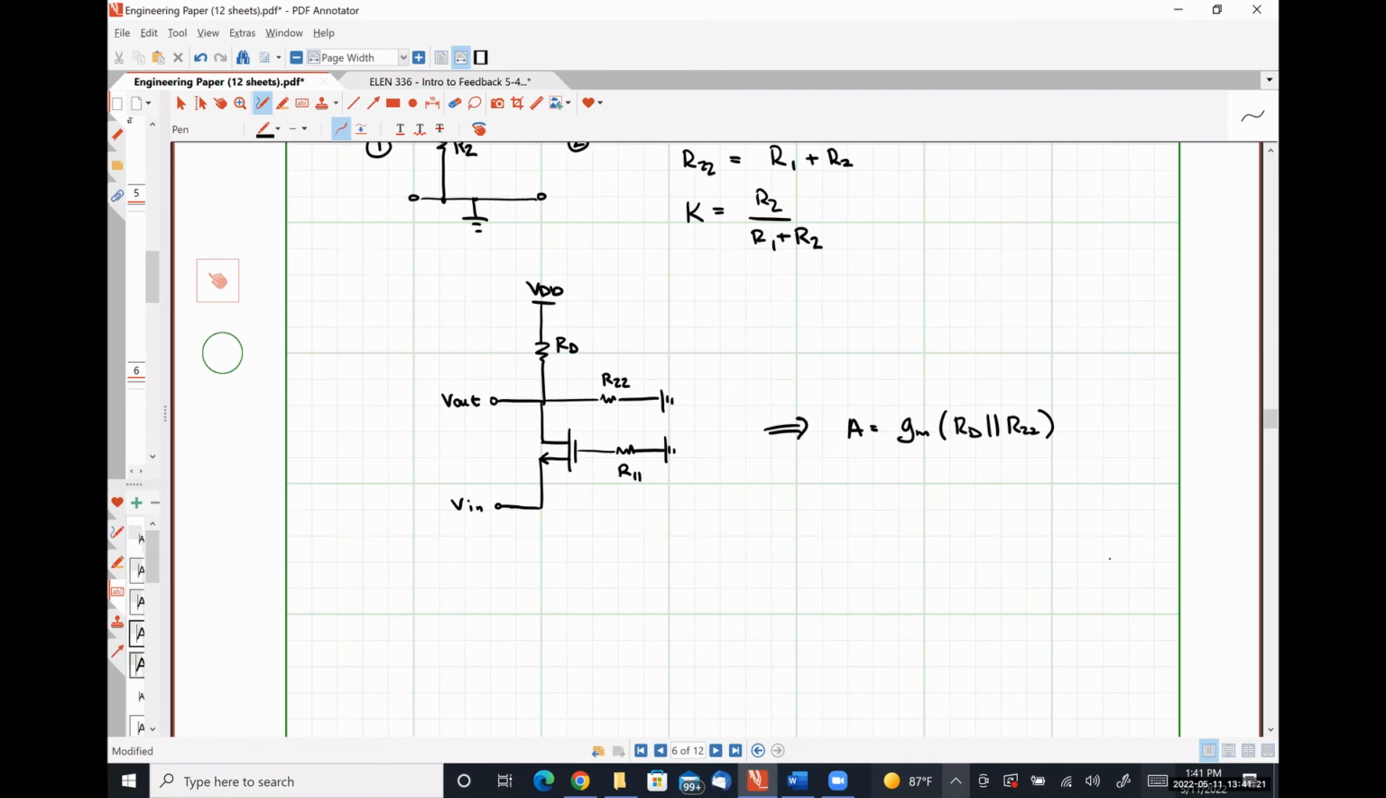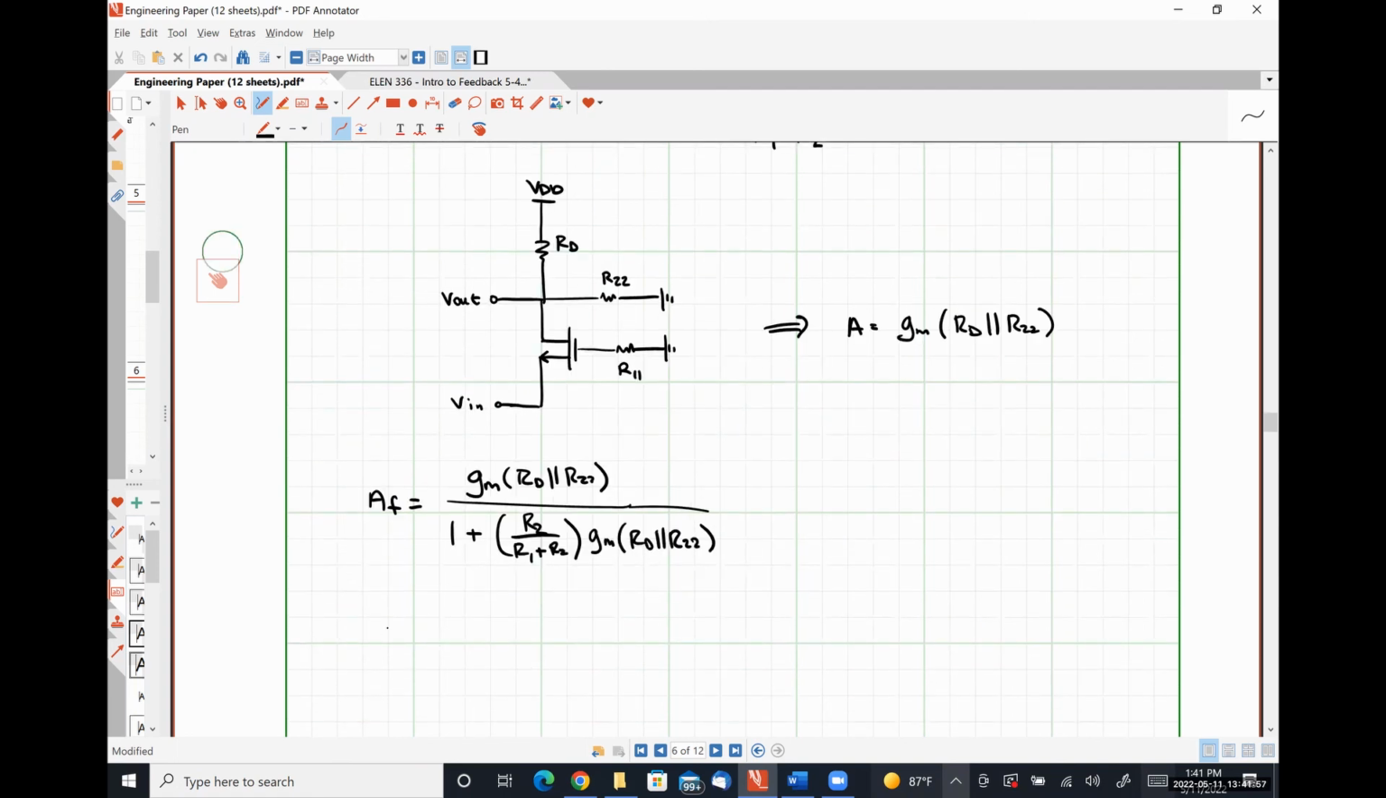And from this, we know that our gain with feedback should be GM RD in parallel with R22, divided by 1 plus K R2 over R1 plus R2 times A, GM RD in parallel with R22.